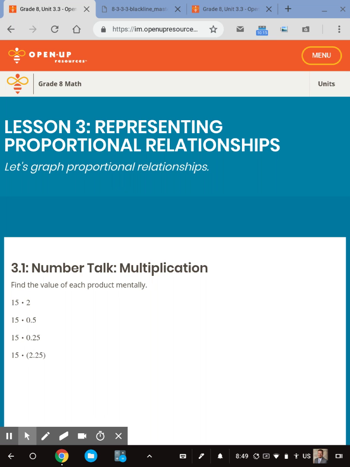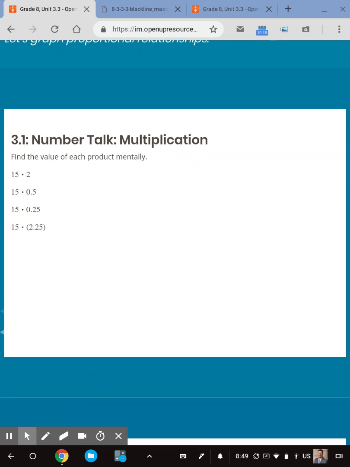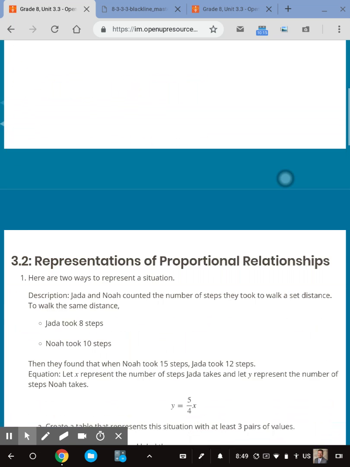Take a look at lesson 3 from unit 3 of 8th grade math. We are still working with proportional relationships, and this warm-up takes a look at multiplication as scaling. Since we're still looking at scale, scaling is about what you count by, which is multiplication. So that's where this ties in.